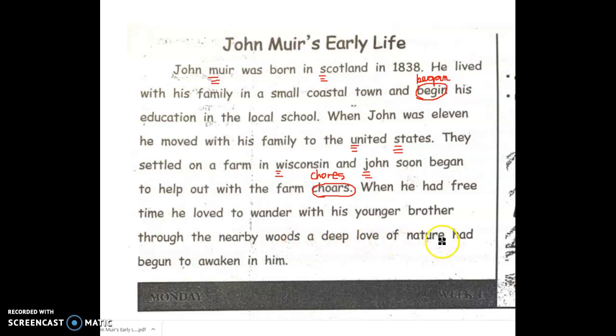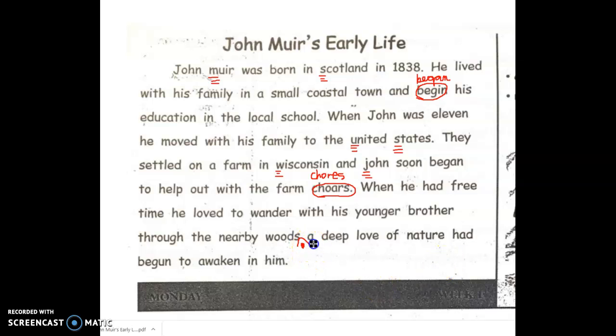A deep love of nature had begun to awaken in him. That's a lot of words. I think there should be a period in there. Let's see where our idea stops. When he had free time, he loved to wander with his younger brother through the nearby woods. Right here. So I'm going to put this mark, which is a caret. It shows where I should insert something, and I'm going to insert a period in this place.